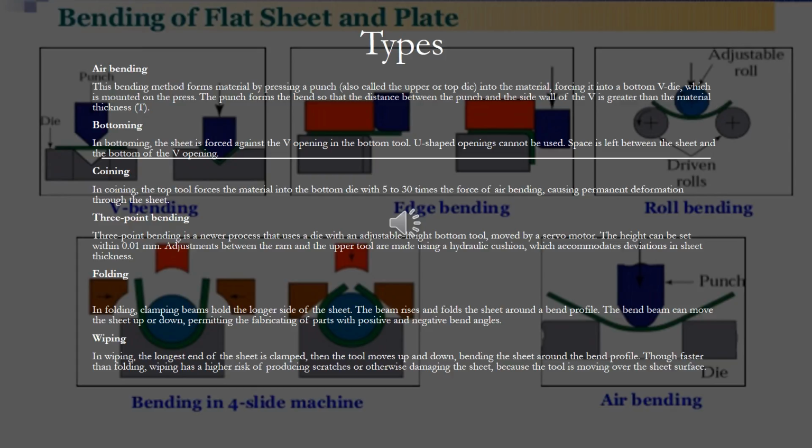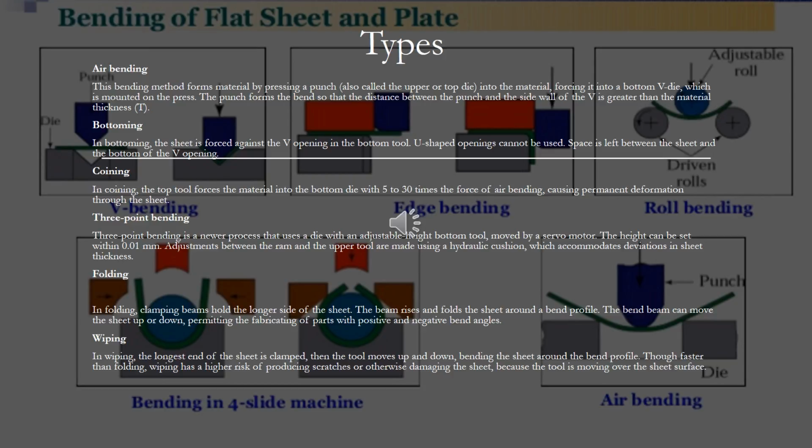Another is 3-point bending. 3-point bending is a new process that uses a die with an adjustable head bottom tool moved by a servo motor. The head can be set within 0.01 mm. Adjustments between the ram and the upper tool are made using a hydraulic cushion, which accommodates deviation in sheet thickness.